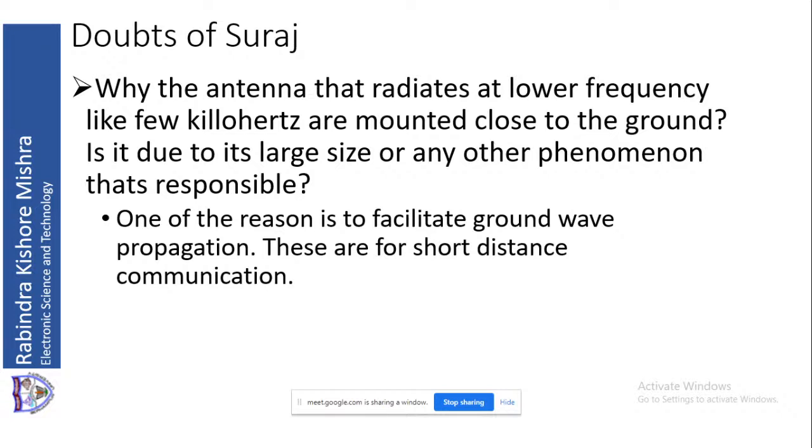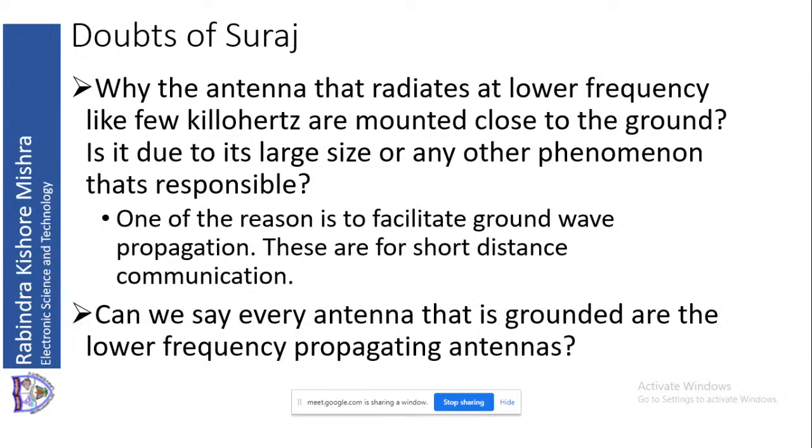The next question is: can we say every antenna that is grounded is a lower frequency propagating antenna? The answer to this is no. All antennas are grounded. Every antenna must have a ground. The antenna will be fed: you feed the signal, there will be a signal part and a ground part. The signal part will feed the antenna, and the ground part will be there for the return path.